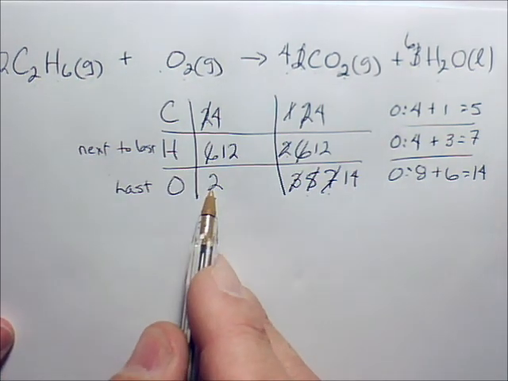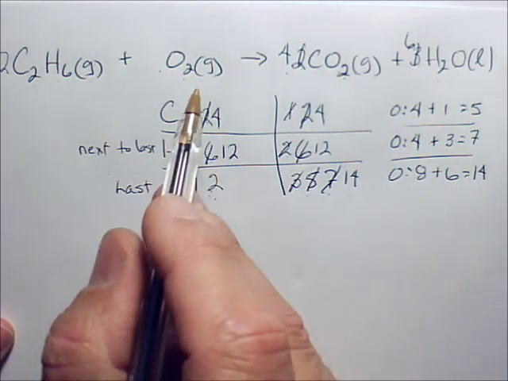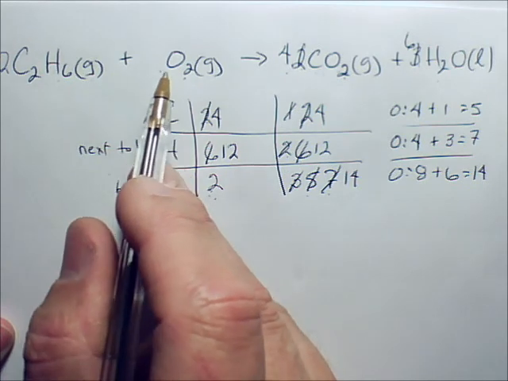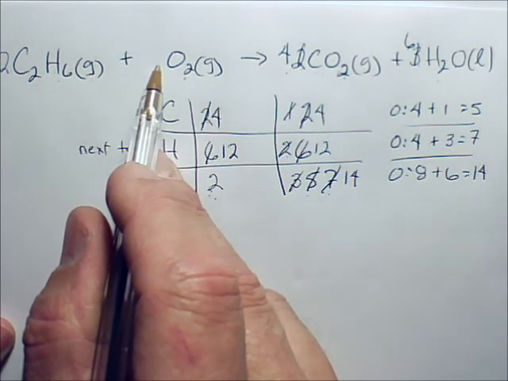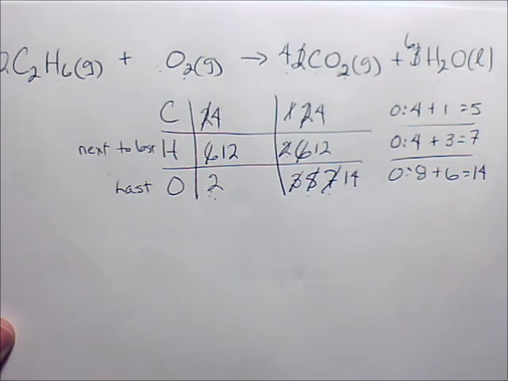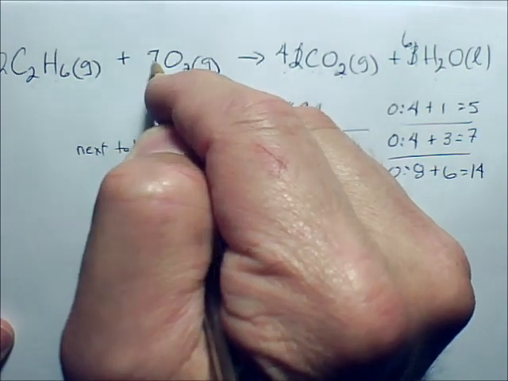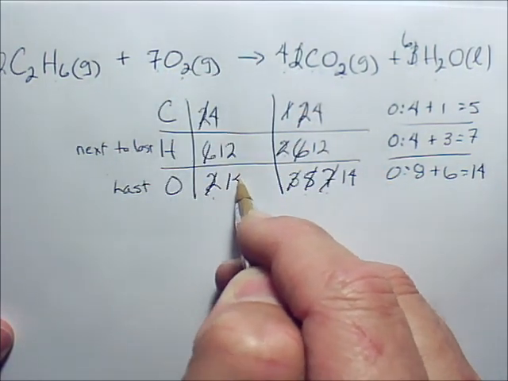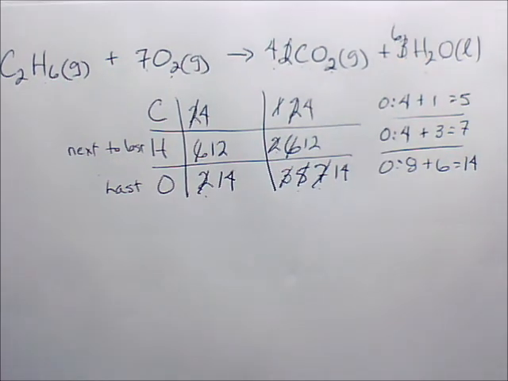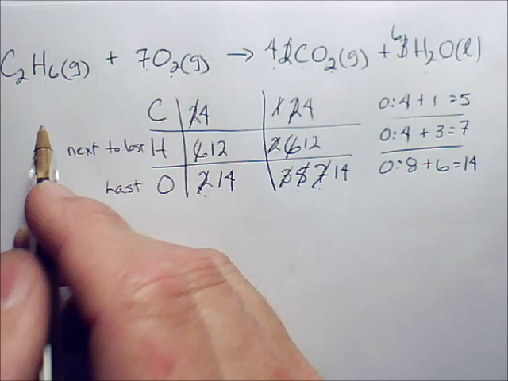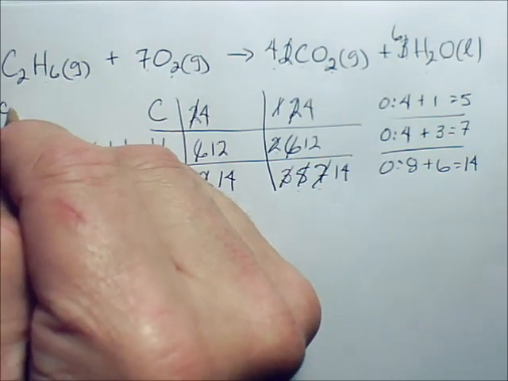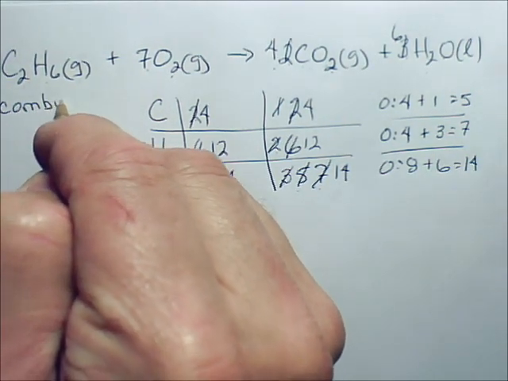Well, now getting this to be 14 is fairly easy. I've got a subscript 2, so I need to multiply by some number that's going to multiply by 2 to give me that 14. 7. And that'll give me 14 oxygens. Okay? All right, so that's an example of combustion. So we're going to classify this then as a combustion reaction.